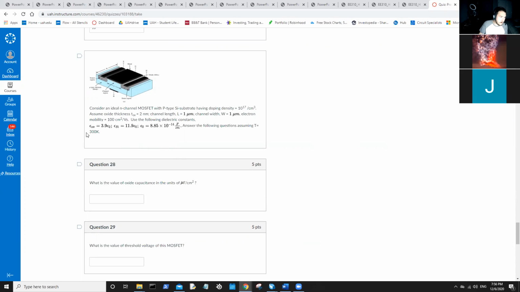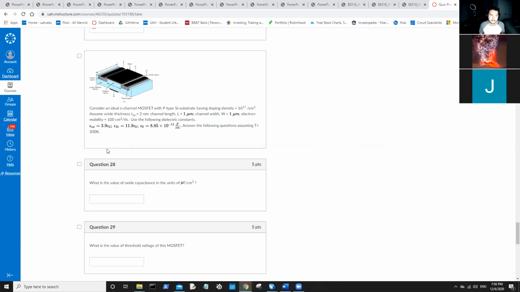Here our epsilon OX is defined as 3.9 times epsilon 0. So we would just do 3.9 times 8.85 times 10 to the negative 14th, divided by TOX, which is given as 2 nanometers. But remember that for the most part, everything we're working with is in centimeters. So numerically, 2 nanometers is written as 2 times 10 to the negative 7th.